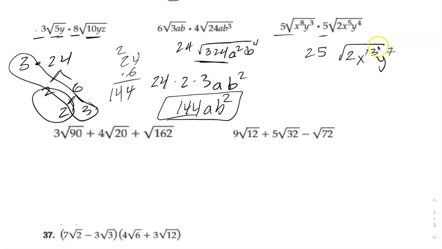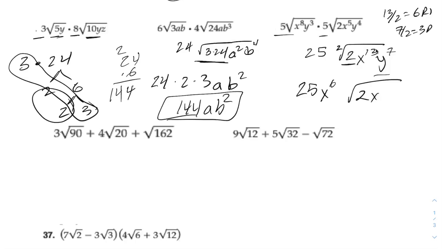Right, so we have that. Now I got to break it down. So remember, the root is 2. So 13 divided by 2 is 6 remainder 1. So there's 6 x's on the outside and 1 on the inside. The 2 is not coming out, so it has to stay up there also. And we're just ending with 7. 7 divided by 2 is 3 remainder 1. So 3 y's on the outside, 1 on the inside. So we get that.